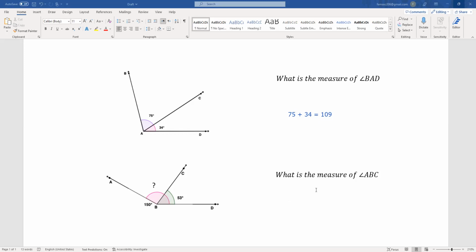Now for the second one, what is the measure of ABC? Now let's read ABC. He did not say that he wants ABD, the full angle, the big angle. He wants the small angle. I want to know what's left. In this case, as you can see, ABD is 150. So the biggest one is 150, and the other one is 53. If I want to find the small one, I'm going to subtract: 150 minus 53, which is going to be 97 degrees.